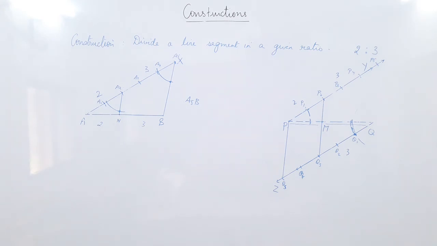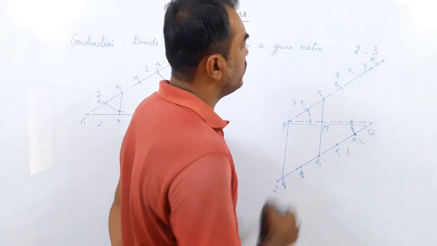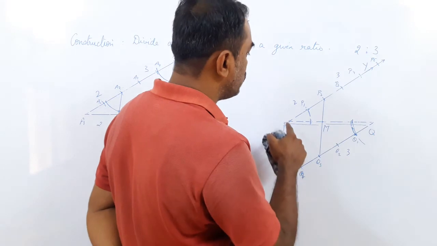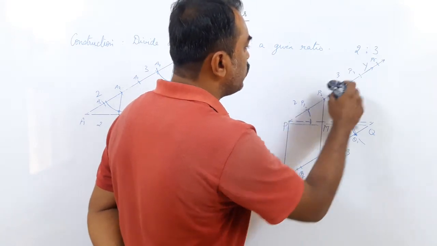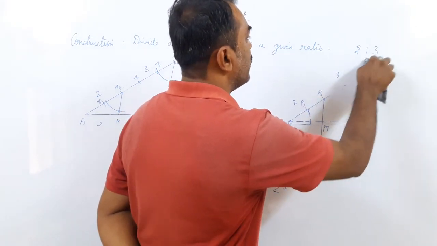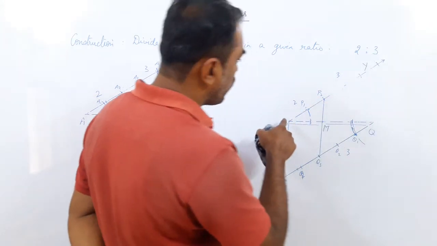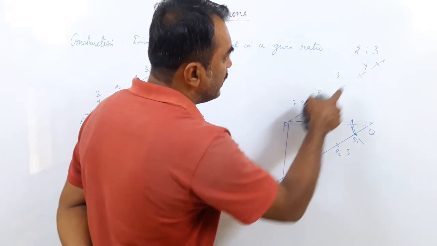Now we'll write down the steps of the construction. As per the book, it has done something else also. In the ratio 2:3, what has the book done? The book has only put 2 cuts here. It has not put 3, 4 and 5. So from P, only 2 cuts are taken, 1 and 2.